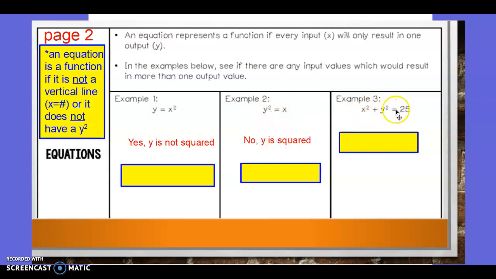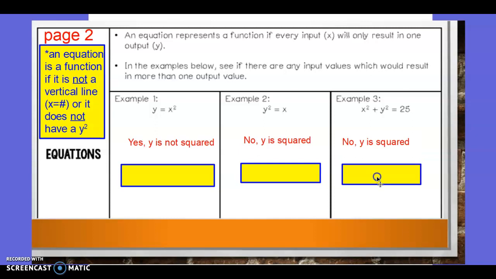So looking at this equation right here, is this a function? Your answer should be no, because I have a y squared. So that's all that you really need to look out for when you're looking at an equation and you're trying to decide if it is a function or not. If you see a y squared, it is not a function. Or if you see x equals a number and there's no y in your equation, then it's not a function.